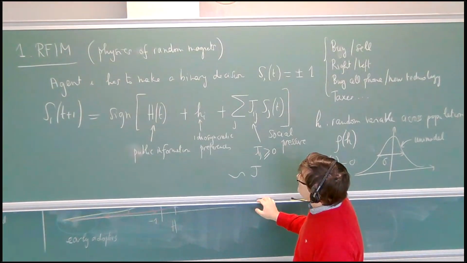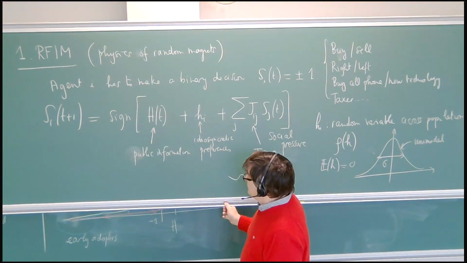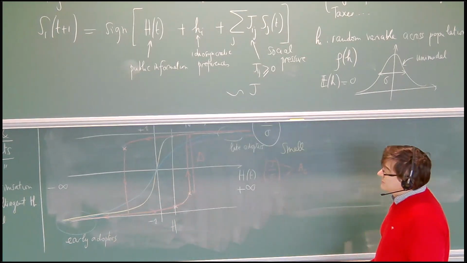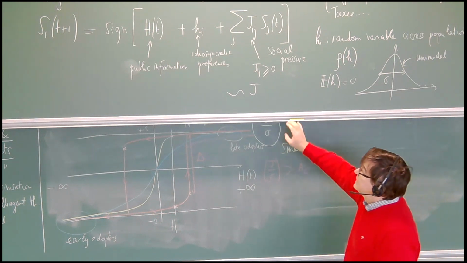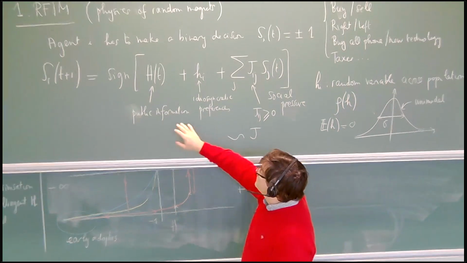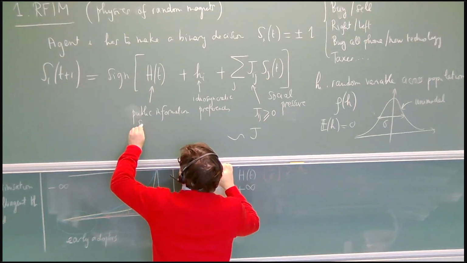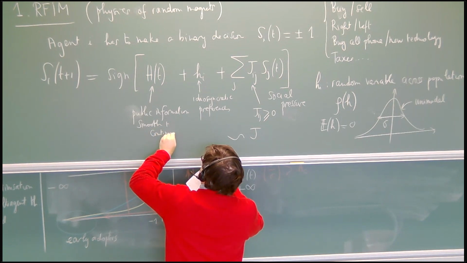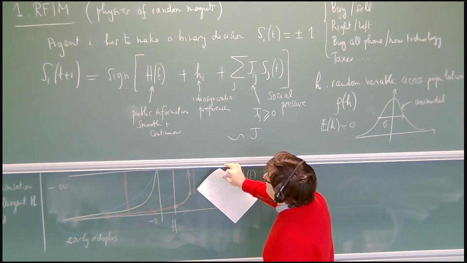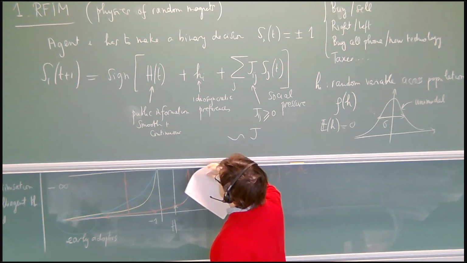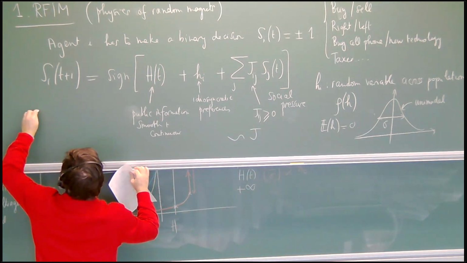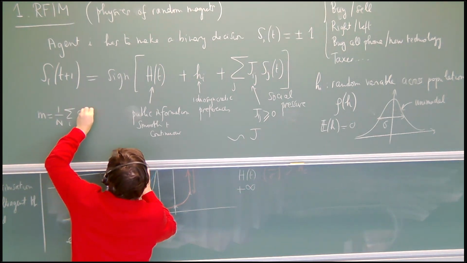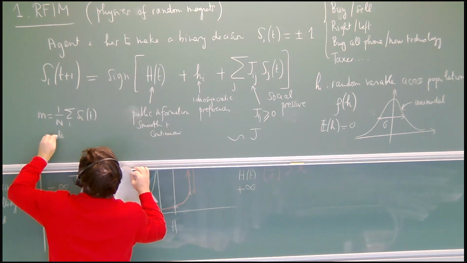So you see, this is really the main message: in all the examples, implicitly here, I'm assuming that H of t increases progressively or decreases progressively. So public information is smooth and continuous. But the reaction of the system, m equals 1 over N sum over i of S_i, can be discontinuous.